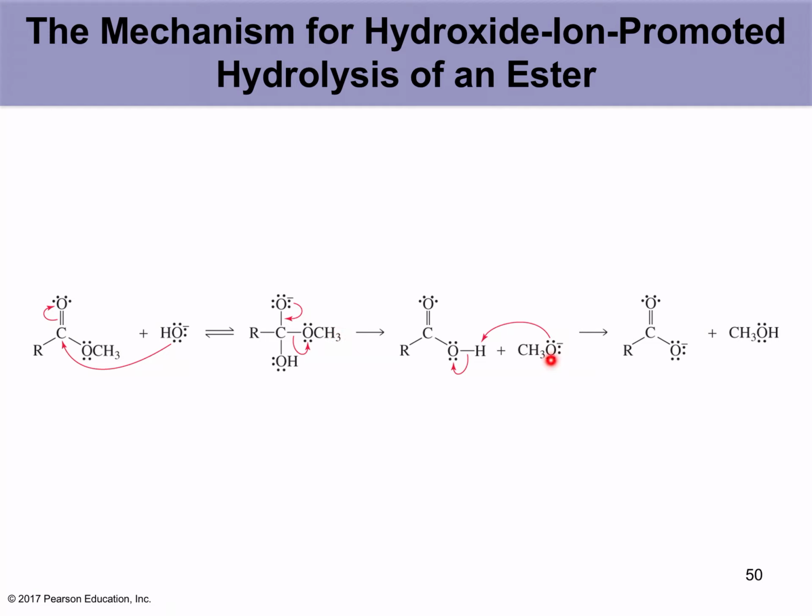Once the methoxide is lost, now we have an acidic hydrogen in the carboxylic acid. So the methoxide takes this proton and gives us carboxylate anion and methanol. Since this has been done in the basic medium, and the carboxylate anion is being formed, this is an irreversible reaction.